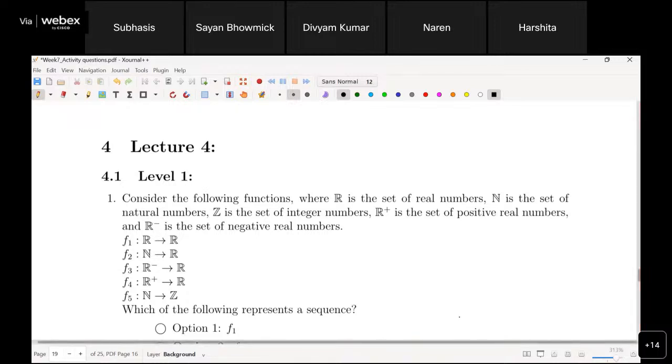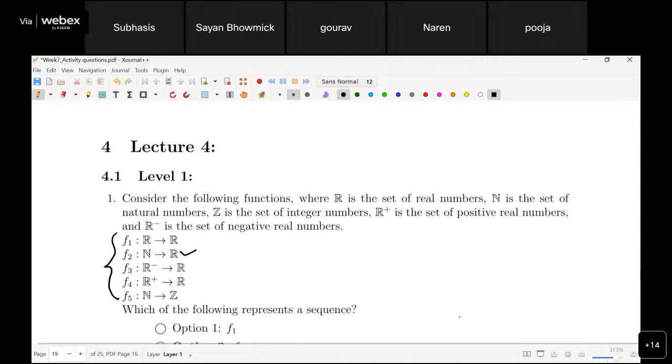So these are a bunch of functions. Which of the following functions will represent a sequence? Any idea? What are the correct answers? F2 and F5. F2 would be second and F5, fifth. Sir, F2, F5.